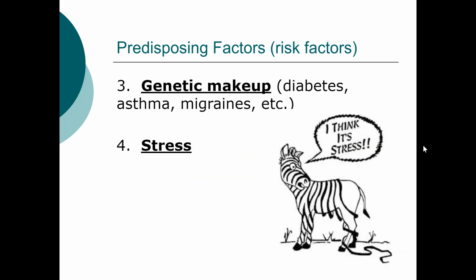Stress, guys. Stress is huge. Stress can make you so susceptible to so many different things. Stress can weaken arteries. It can weaken vessels. It can lead to migraines, chronic headaches. It can lead to high blood pressure. And high blood pressure can lead to a host of different things.